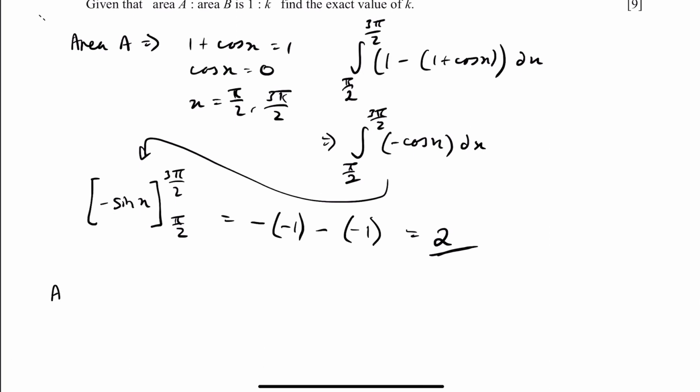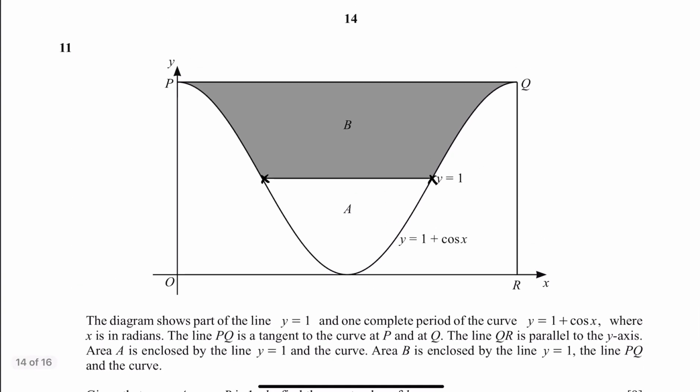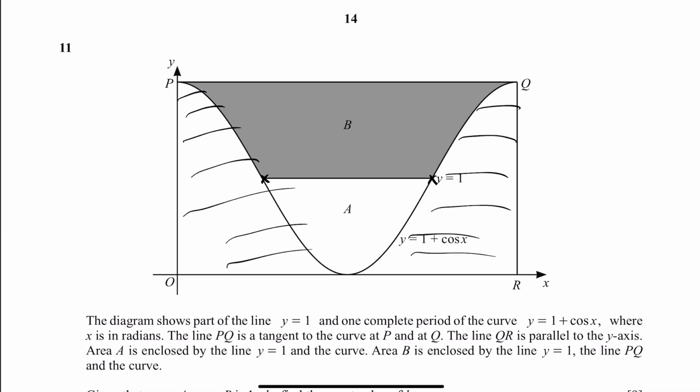Now let's try finding area B. The way I would find area B, looking at this, is we could probably just find the area outside B and outside A. So we can find the total area of this PQOR rectangle, subtract this outside area from it, and subtract the value of the area of A from it to get the value of B. So let's first find out this outside area. What is the area of this?